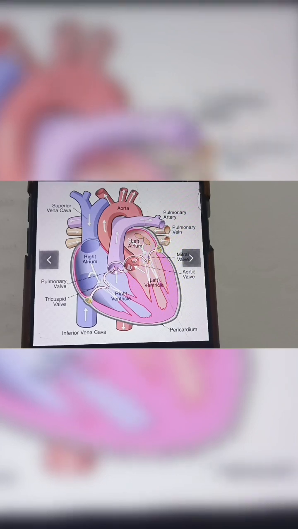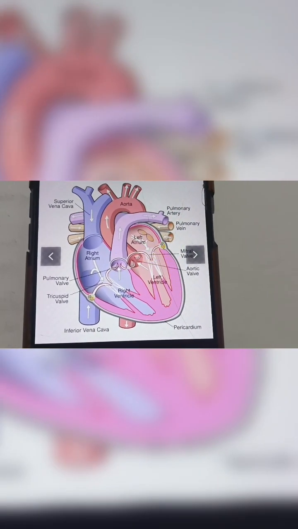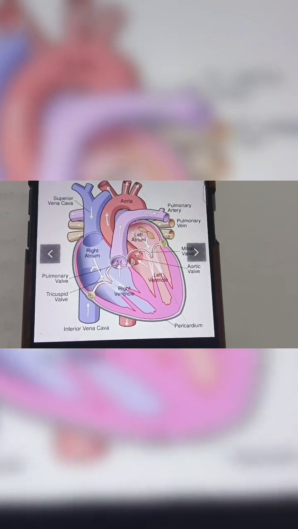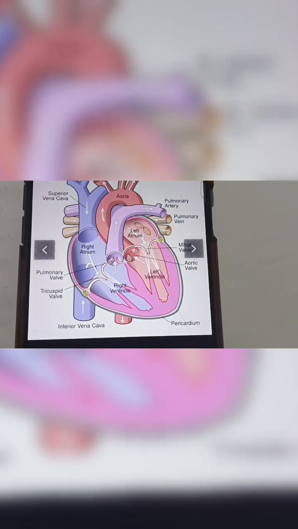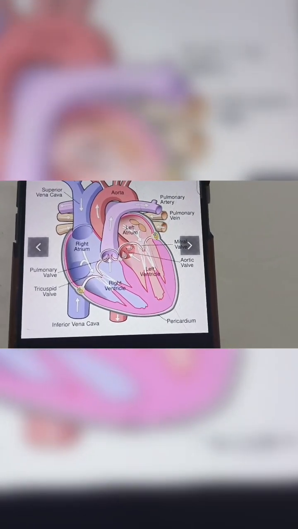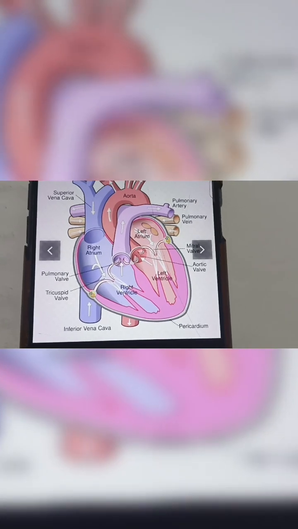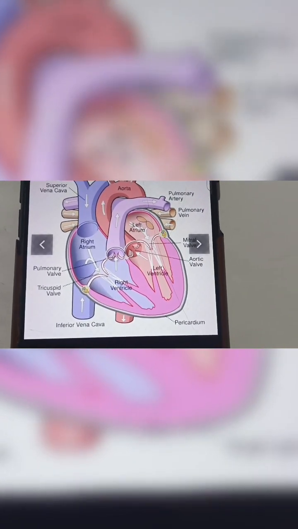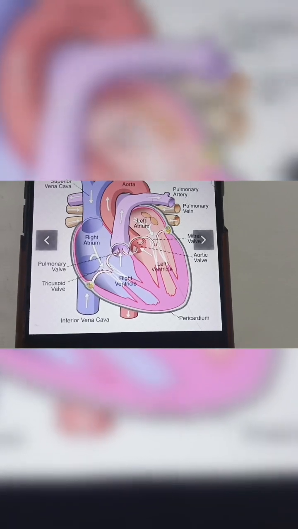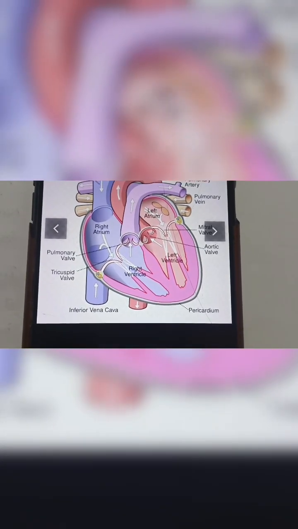The chambers of the heart. The internal cavity of the heart is divided into 4 chambers: right atrium, right ventricle, left atrium, left ventricle. The 2 atriums are thin-walled chambers that receive blood from the veins. The 2 ventricles are thick-walled chambers that forcefully pump blood out of the heart.